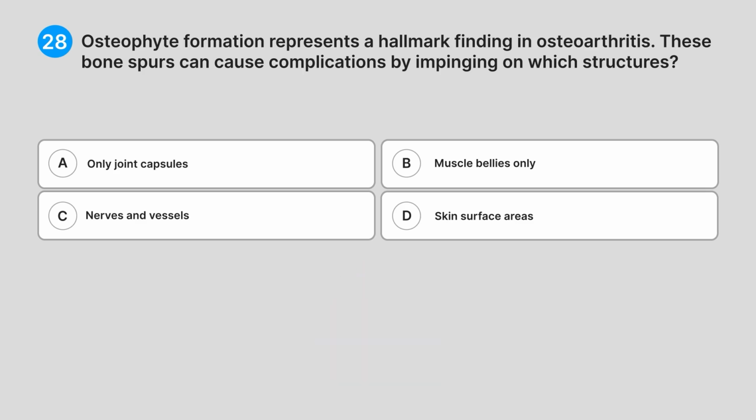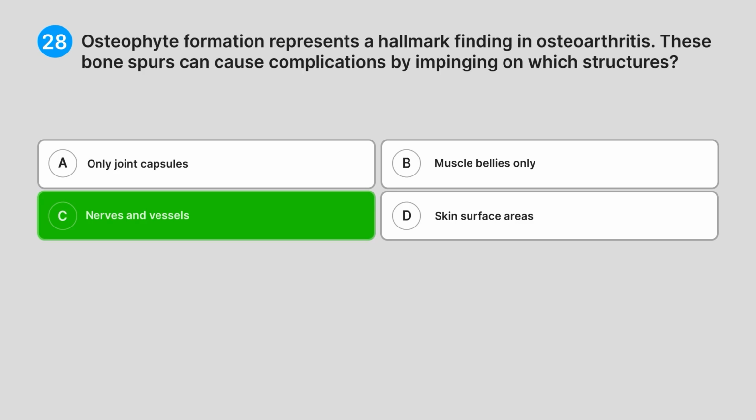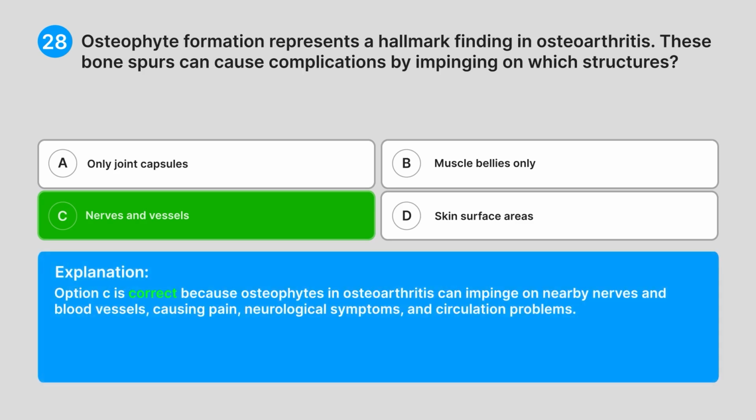Correct answer, C. Nerves and vessels. Explanation. Option C is correct because osteophytes in osteoarthritis can impinge on nearby nerves and blood vessels, causing pain, neurological symptoms, and circulation problems.